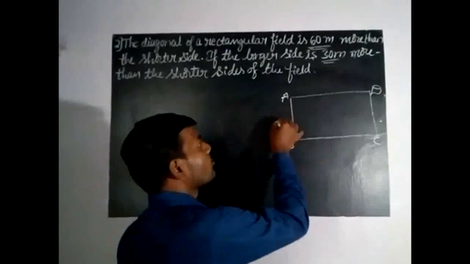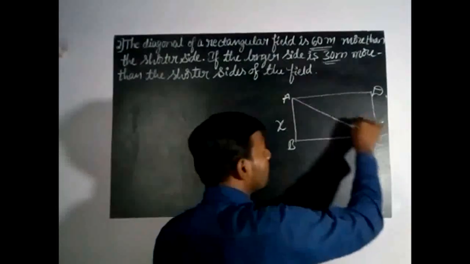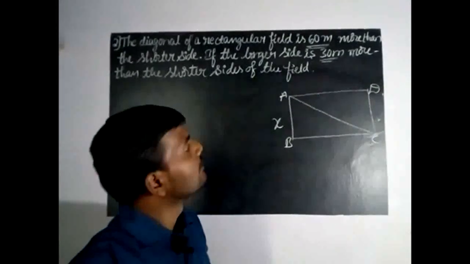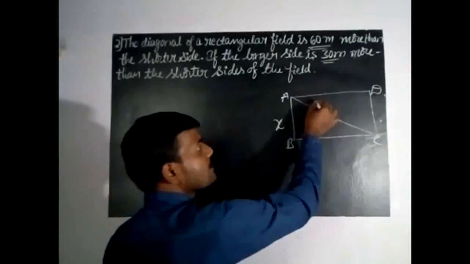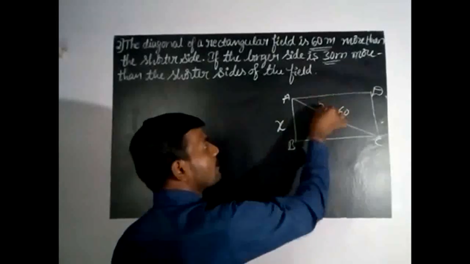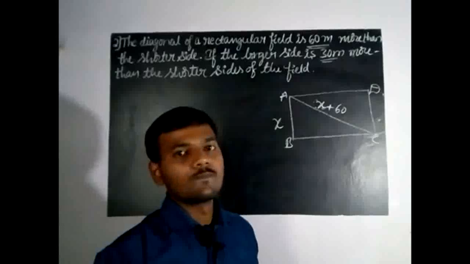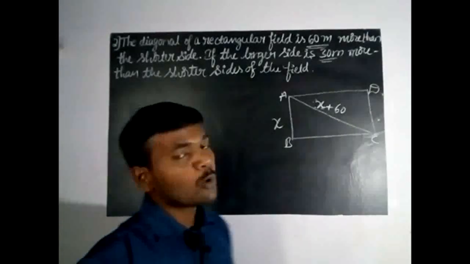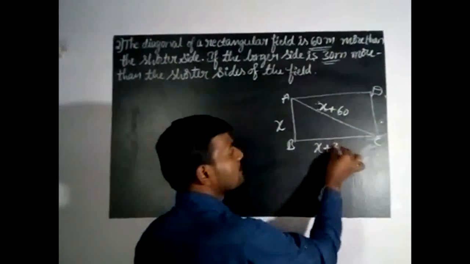So let us take the shorter side as x. The diagonal AC is 60 meters more than the shorter side, that means x plus 60. So x plus 60 meters is the diagonal. Next, the longer side is 30 meters more than the shorter side, so that means x plus 30.